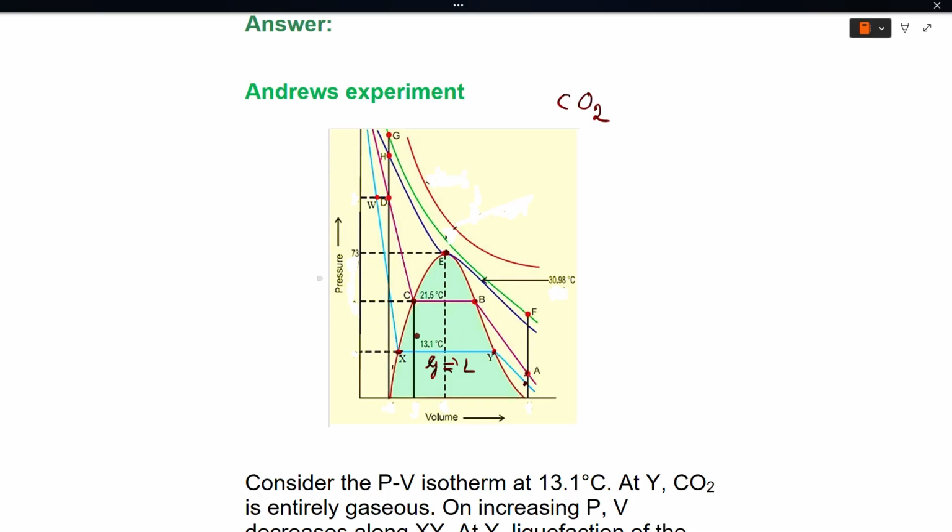Okay, so this is the area where there is a coexistence of gas and liquid. In all these regions, you can take any other temperature below the critical temperature, and the gaseous state gets converted partially to liquid, and there will be a region where liquid and gas coexist, but at the critical point you do not have this discontinuity.